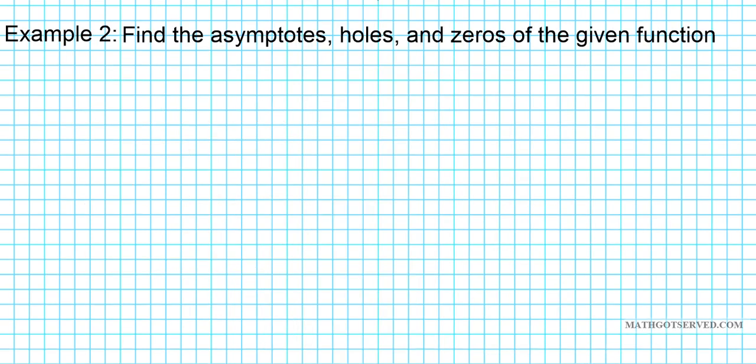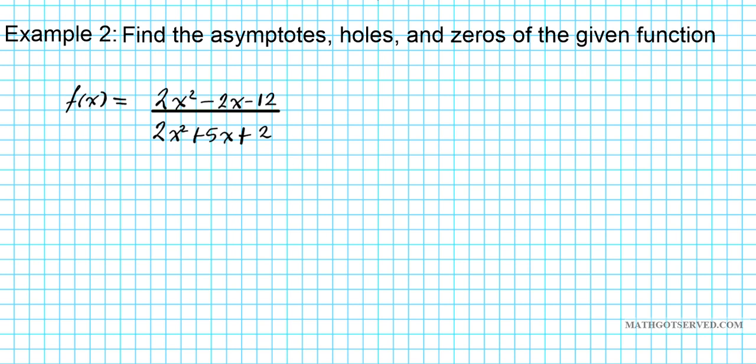All right, let's take a look at example number 2. The task is to find the asymptotes, holes, and zeros of the given function. Let's say we have f of x equals 2x squared minus 2x minus 12, divided by 2x squared plus 5x plus 2.